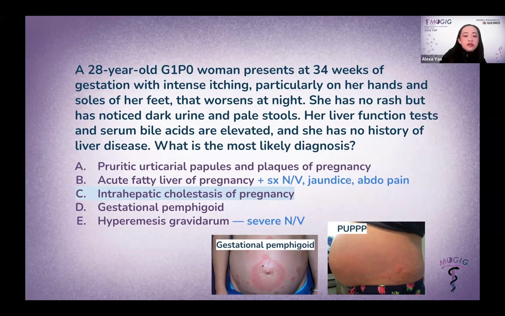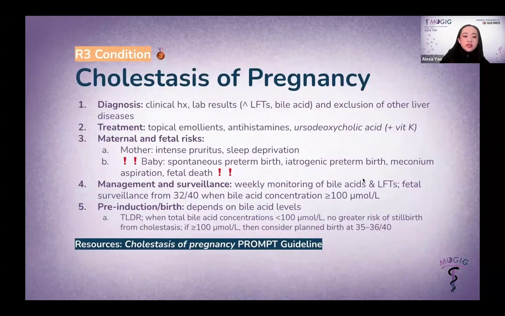And finally, hyperemesis gravidarum is characterized by severe nausea and vomiting leading to dehydration and weight loss, not the pruritus or liver enzyme abnormalities that we're seeing in this case. Okay, so finally, some key takeaways about cholestasis of pregnancy, which is an R3 condition. ICP is diagnosed most typically through clinical history, lab findings, which, as we saw previously, included elevated LFTs and serum bile acids, and exclusion of other liver diseases. Pruritus without a rash, especially on the hands and soles of the feet, is a key symptom.